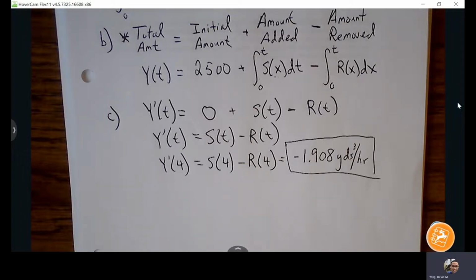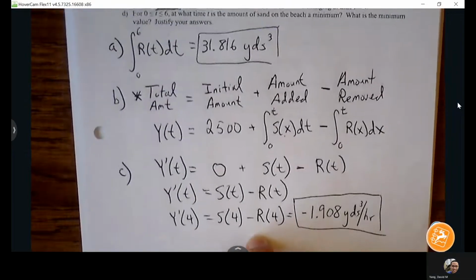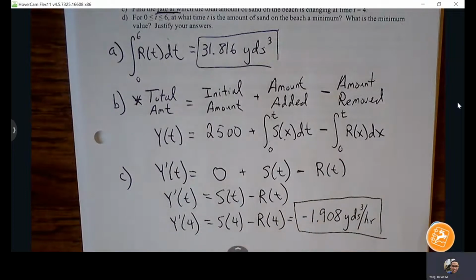Okay, so now for part D. Oh, and then to find S of 4 minus R of 4, you're just entering that directly into the calculator, right? You have S of x, you have R of x, you're just inserting that in manually, or you can call Y1 and Y2 and have it do Y1 of 4 minus Y2 of 4, assuming that you have S and R plugged into your Y1 and Y2.